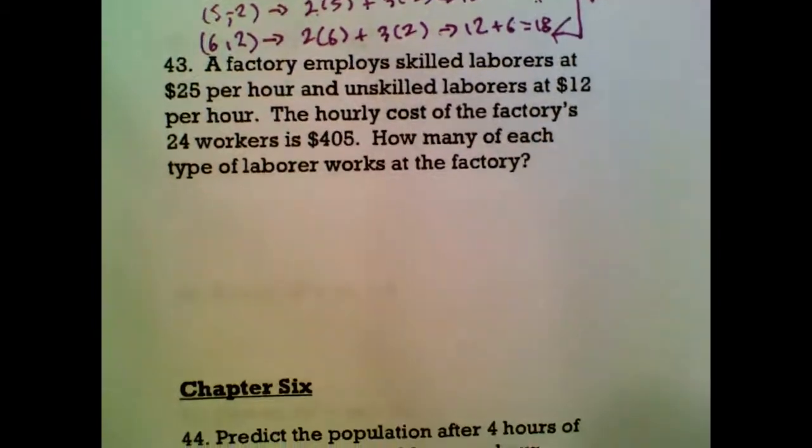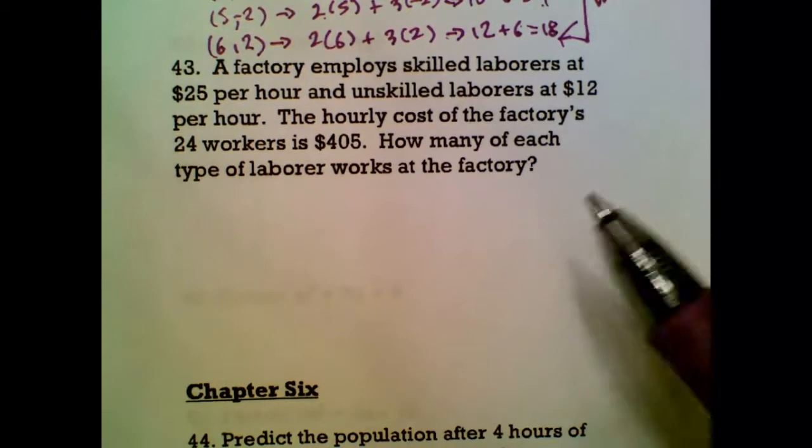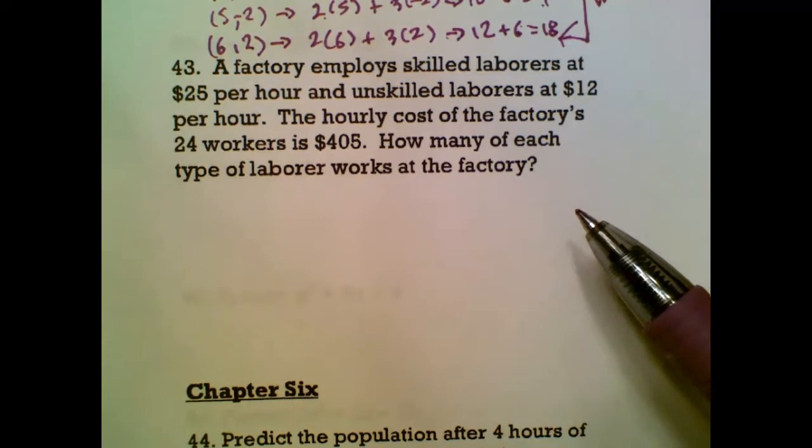Okay, moving on. Number 43. It says a factory employs skilled laborers at $25 per hour and unskilled laborers at $12 per hour. The hourly cost of the factory's 24 workers is $405. How many of each type of labor works at the factory?